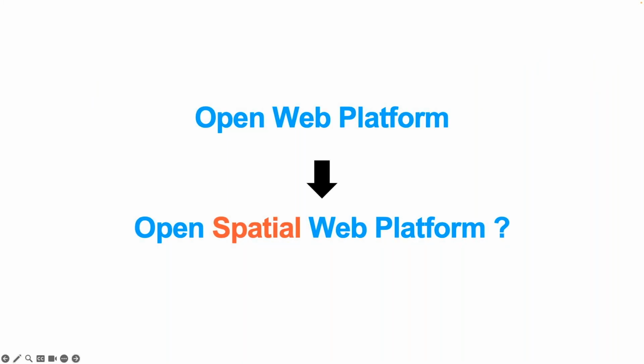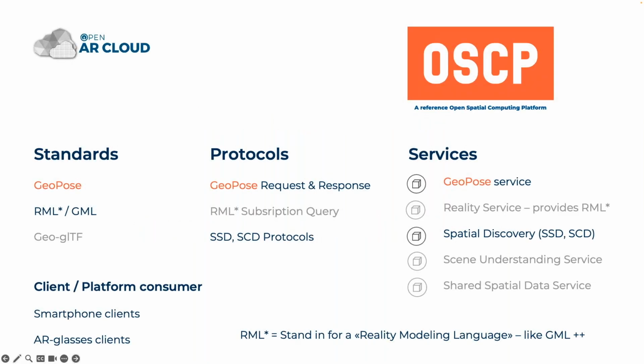So we're taking this inspiration and imagining that there could be this future open spatial web platform. This is more or less what we put on a slide in 2019, before the OGC GeoPose standards working group was set up. In our list of standards, protocols, services, and clients for this future, we imagined something like GeoPose would be at all levels, all around the platform. I'm going to go into a little bit of detail on how this platform works.